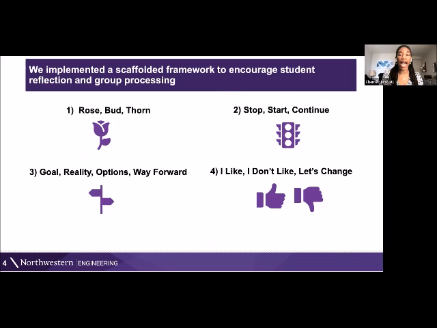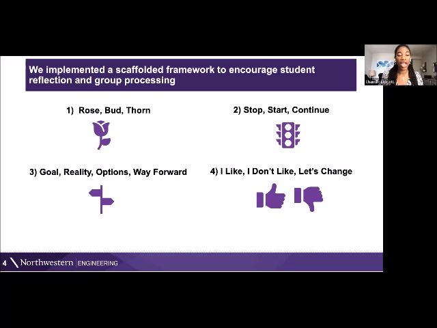So we implemented a scaffolded framework to encourage student reflection and group processing. It had 4 exercises that were done about 2 weeks apart, starting at the beginning of the quarter. And the first exercise was Rose, Bud, Thorn, an exercise you may be familiar with, where you give your rose, something that went well during the session, or your bud, something that you're looking forward to, and a thorn, something that's going badly for your team. Stop, start, continue is a similar concept, where you say something you want to stop, something you want to start, and something you want to continue.